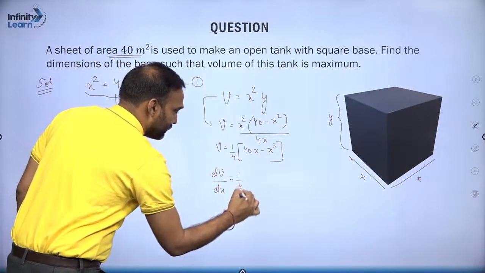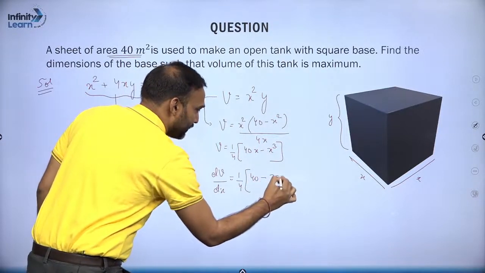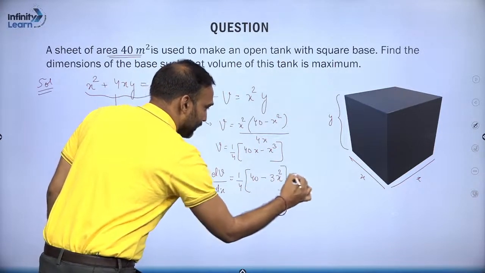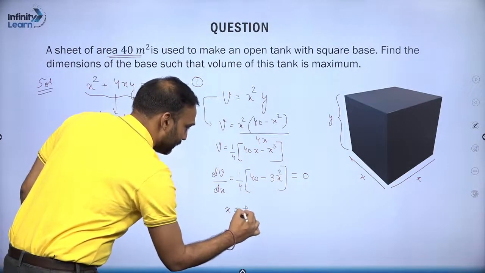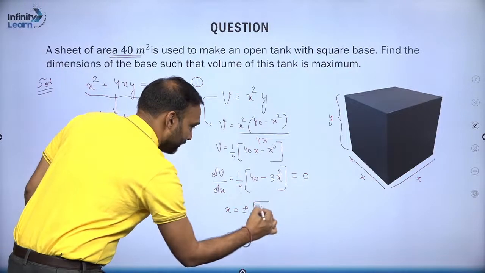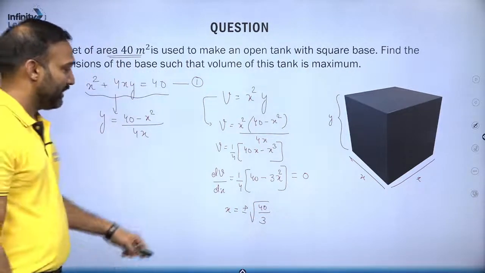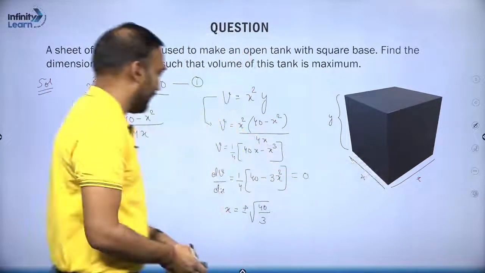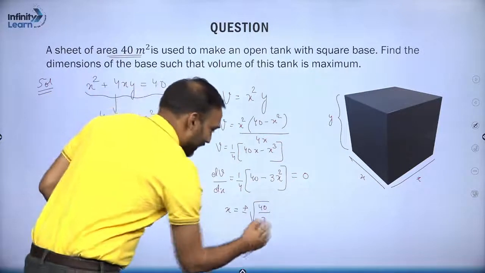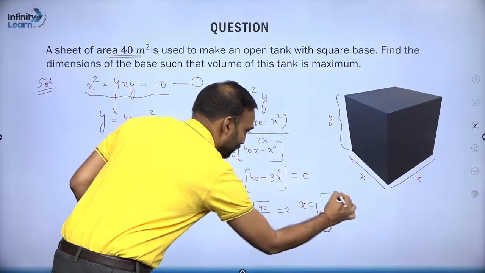So 1 by 4 is 1 by 4. I have a 40 minus 3x square. So dV by dx needs to be 0. So I'll get x is equal to plus minus under root 40 by 3. So now I am getting two different values. Now x cannot be negative, right, because it is a side of this particular tank. So how can x be negative? So I can say from here that x needs to be root of 40 by 3.